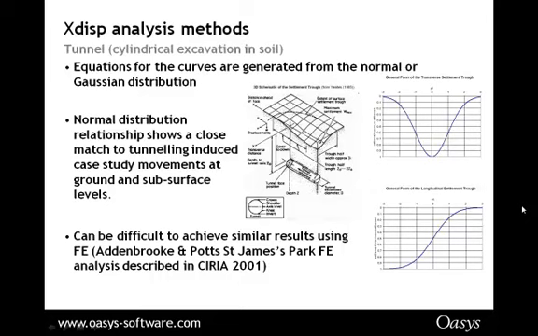This match is actually an interesting point, in that it can be difficult to achieve using FE, and here I'm referring to the Addenbrooke and Potts study done at St James's Park, which is I think described in Géotechnique 2001. It's also interesting to note that XDisp considers a 3D problem. So say you have a tunnel, you have a different number of excavations in different areas happening at different levels. It can consider all these and accumulate the results together. So in that way, it's a very different kind of analysis from a 2D FE analysis, which couldn't do all those things.